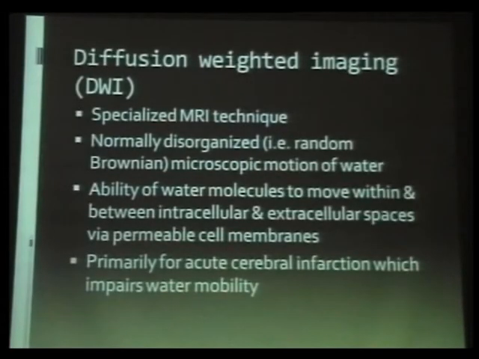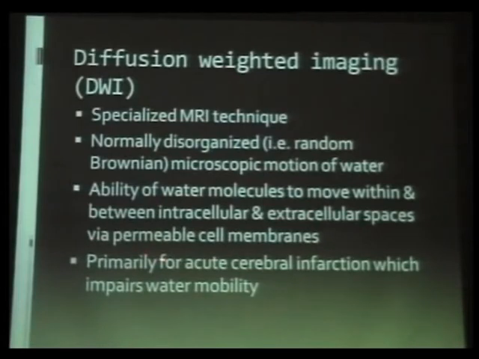I'm going to scoot over to diffusion-weighted imaging, DWI. Diffusion-weighted imaging is a specialized MR technique. It measures the signal from diffusion of water. Normally, the water molecules that are in the extracellular space are randomly moving. That's just Brownian motion. And their ability to diffuse is not restricted by anything. If, however, you restrict the ability of the water to diffuse, it will generate bright signal on the DWI, the diffusion-weighted imaging. So the ability of the water molecules to diffuse between the intracellular and extracellular space is allowed by that permeability of the cell membranes in your brain.